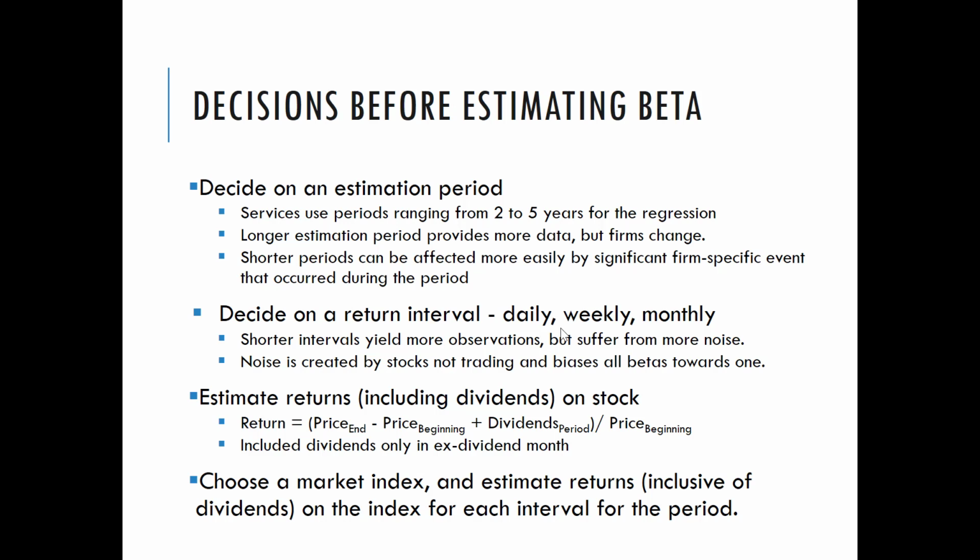So generally speaking, in real life, you would use a 2 or a 5 year period. If you have a stable company, you might go back 5 years. If you have a company that's growing and changing its product mix or whatever, then you might only go back 2 years. You then need to also figure out what is the return interval that you're using. Are you using daily observations, weekly observations, or monthly observations? Again, it kind of depends on your point here.